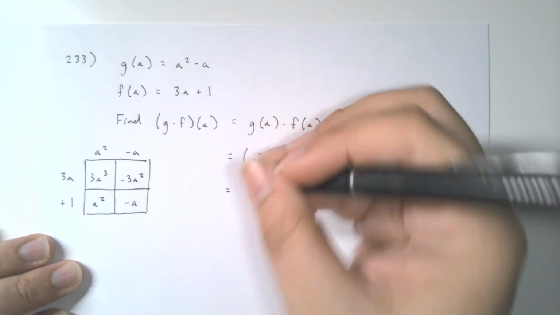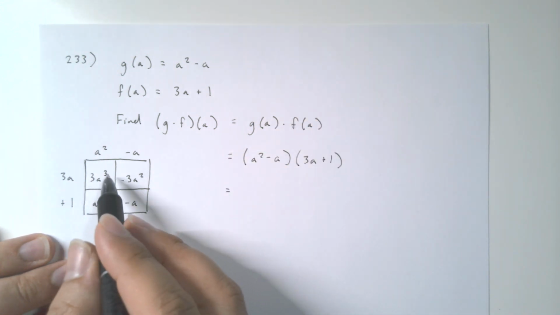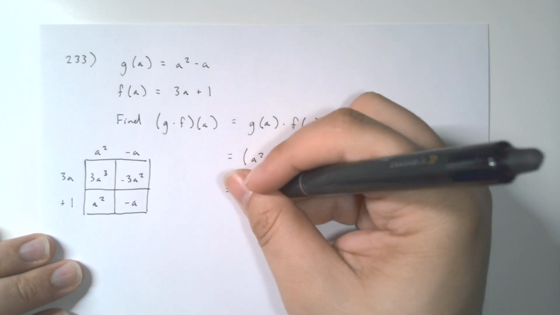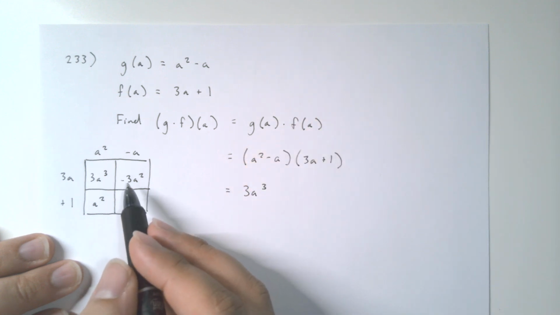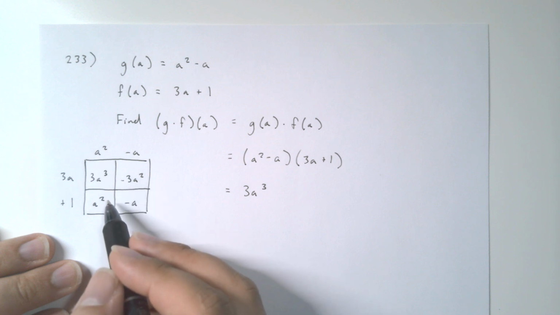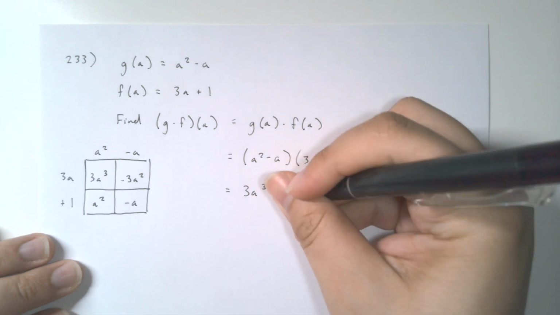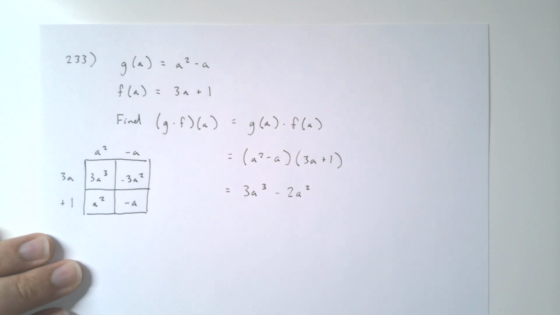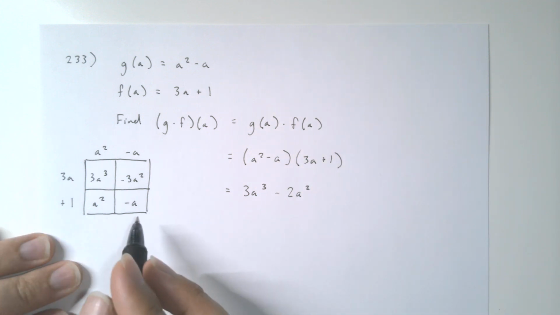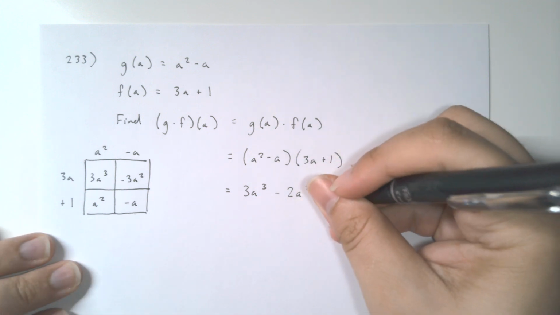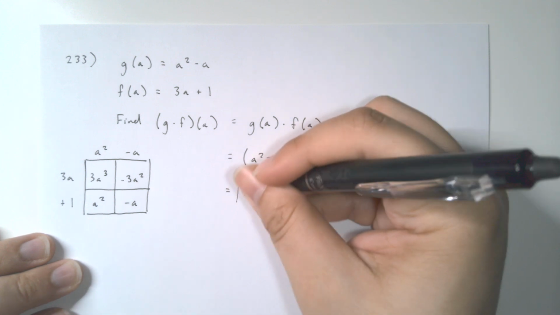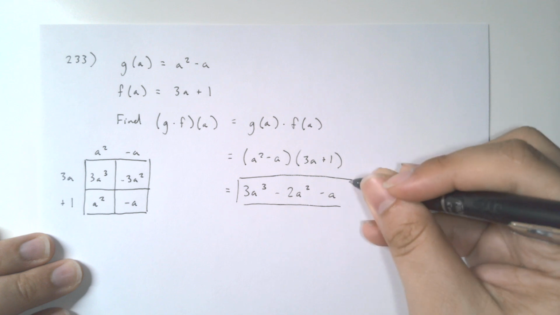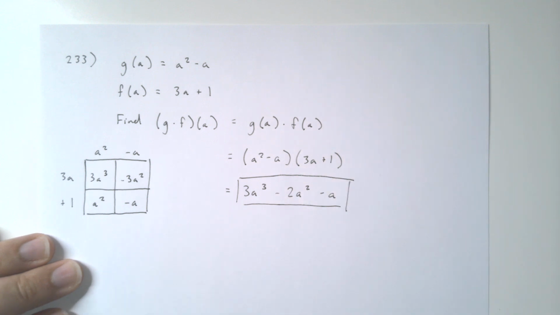We want to combine all of our like terms. Well, we only have one a cubed term, so that's going to be 3a cubed. And we have negative 3a squared plus a squared, so that's going to be minus 2a squared. And now we just have this minus a, so minus a. And since everything is already simplified, this is our final answer.